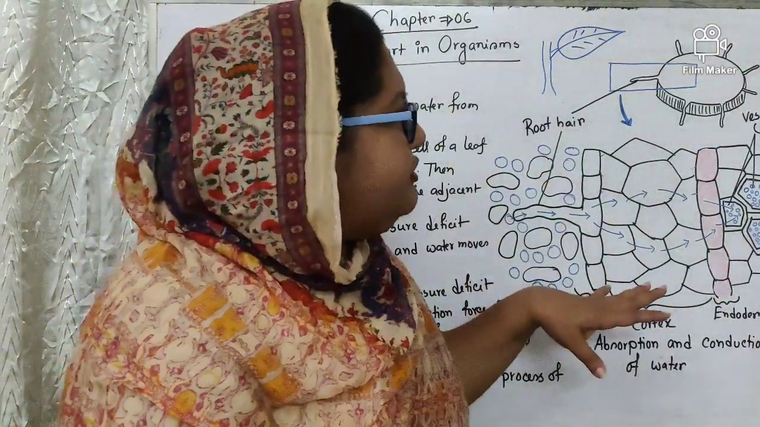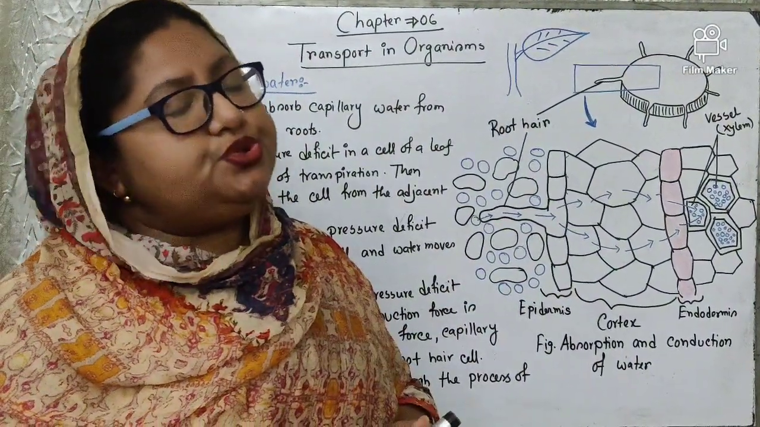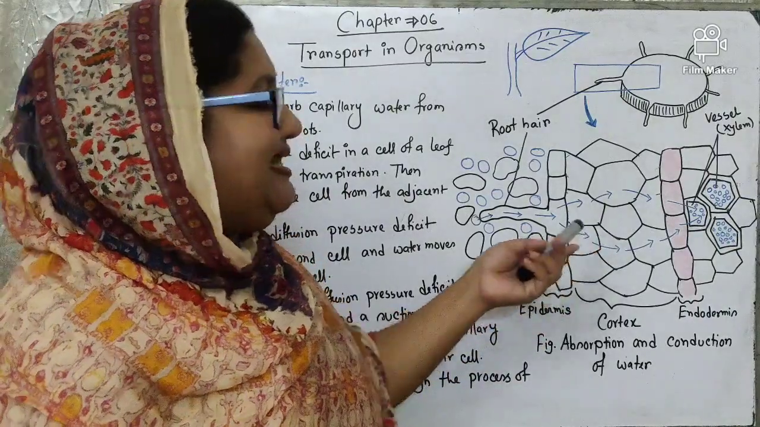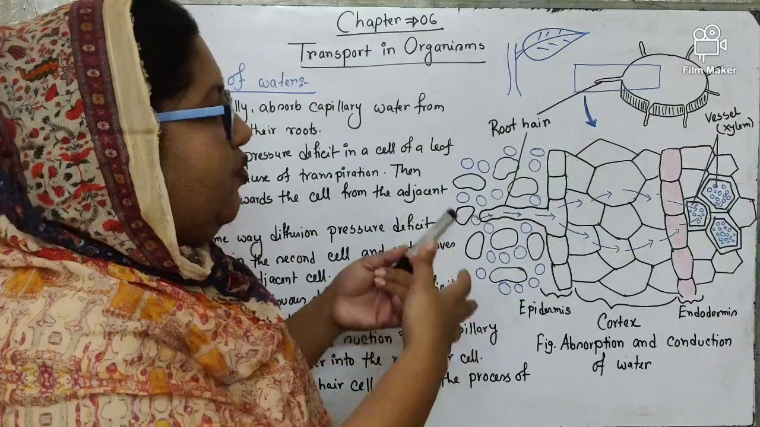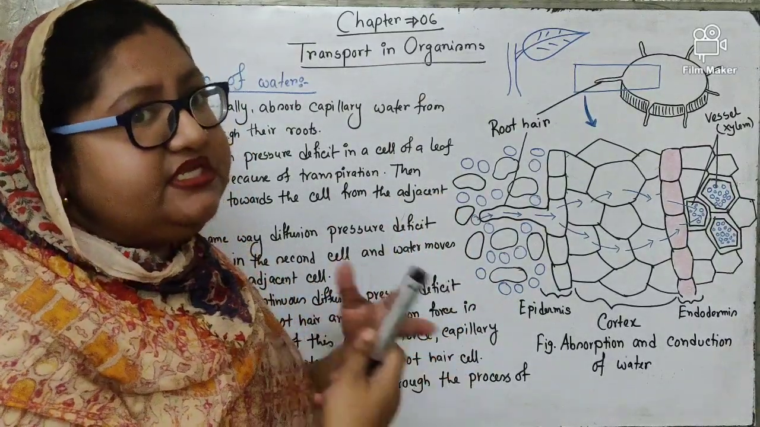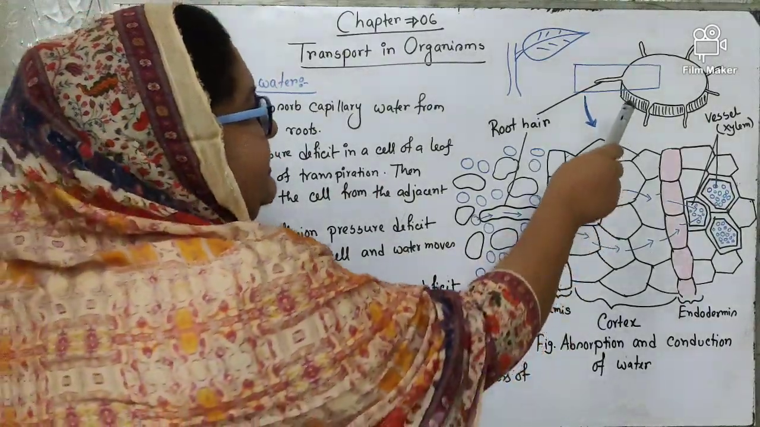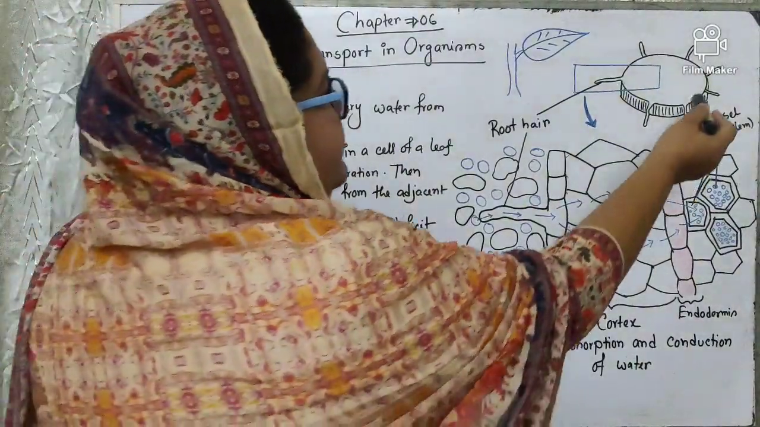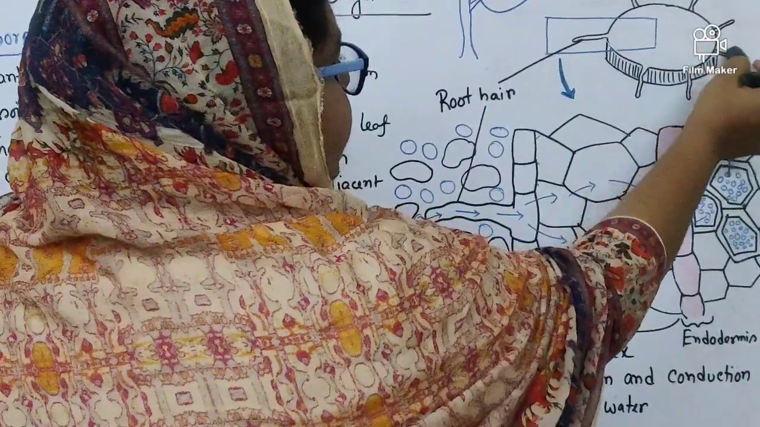In your textbook, this diagram is given. Most of the students don't know, or sometimes don't understand, what is given in this diagram. First of all, I will explain what is mentioned in this diagram, so that it becomes easier for you to understand it. This is the transverse section of a root. These are the root hairs.